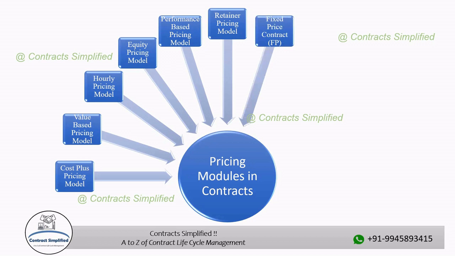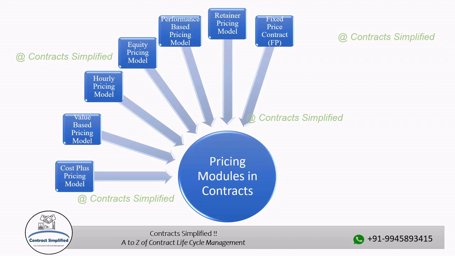Moving next, we have fixed price contract. A fixed price contract is a type of legal agreement or contract commonly used in business and project management. In this type of contract, the agreed upon price for goods or services is predetermined and remains fixed throughout the duration of the project or transaction, regardless of the cost overruns or unexpected expenses incurred by the contractor.